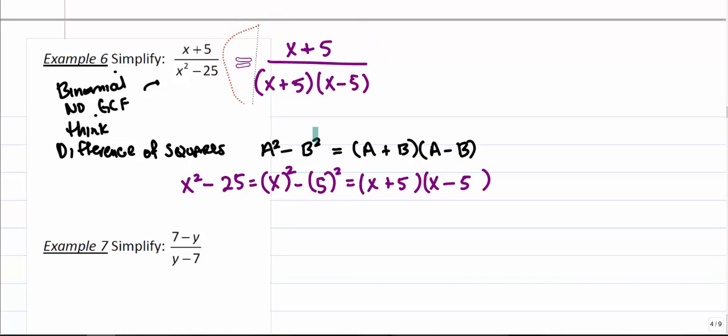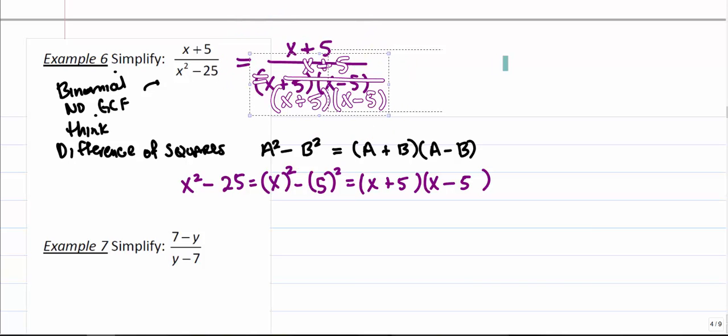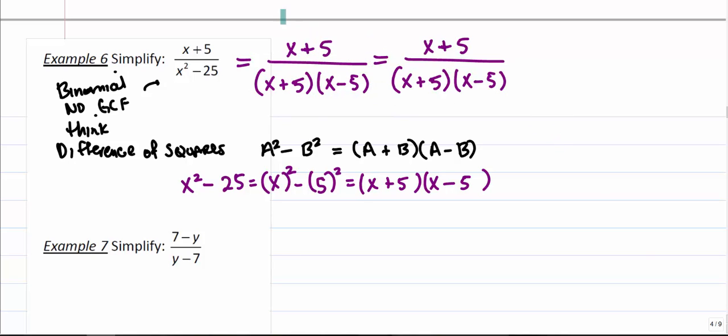So now I'm going to come in here, and my common factor is x plus 5. And so a lot of times students want to cancel these out and think there's nothing left. But remember, it's a 1, right? Anything divided by itself is 1. So what I'm left with in the numerator is 1 and x minus 5 in the denominator. And that's as far as I can go.